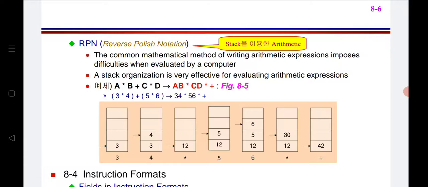How this stack arithmetic is going to be performed, we'll see by taking a small example. The common mathematical method of writing arithmetic expressions imposes difficulties when evaluated by a computer. How this is implemented in a stack organization is very effective for evaluating the arithmetic operations. We'll see that.